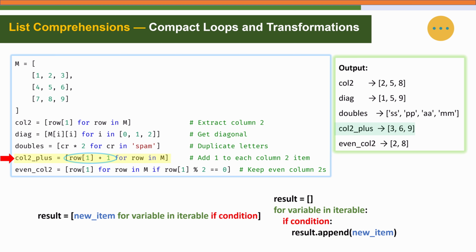And finally, we can include conditions. This means for each row in M, take the second element only if it is even. That filters out the odd values and leaves us with a list containing 2 elements, like 2 and 8. So in summary, list comprehensions give you looping, filtering and transformation all in one clear expression. So they are not just concise, they are often faster than traditional for loops.